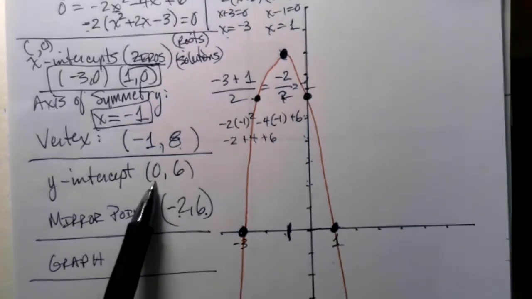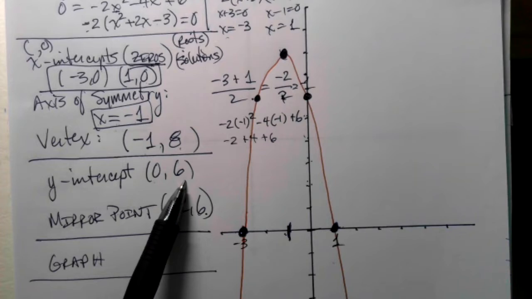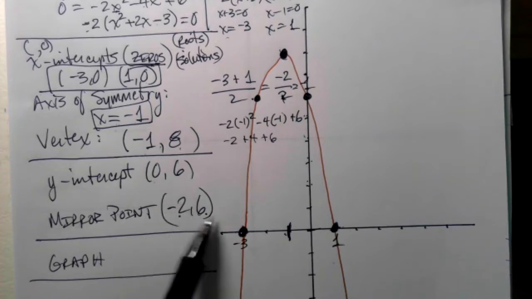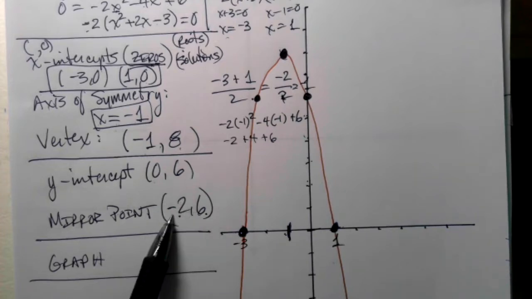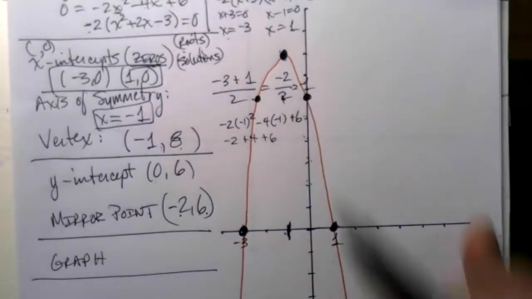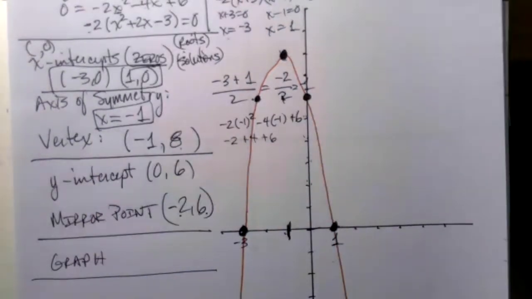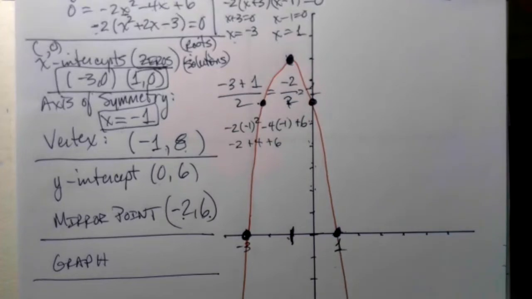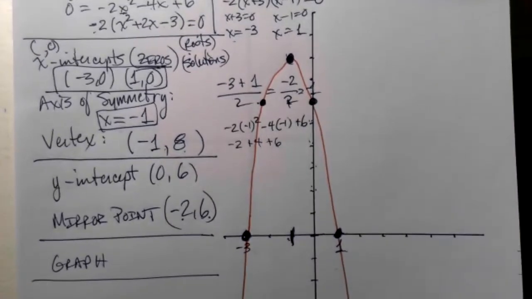Put in 0 for x to get the y value that is the y-intercept, and then kind of mirror that across the axis of symmetry, and that gets you a mirror point, and that gives you 5 points to sketch this curve. We want 5 points. Okay, because that captures the curvature pretty good. All right, so this is the whole process.